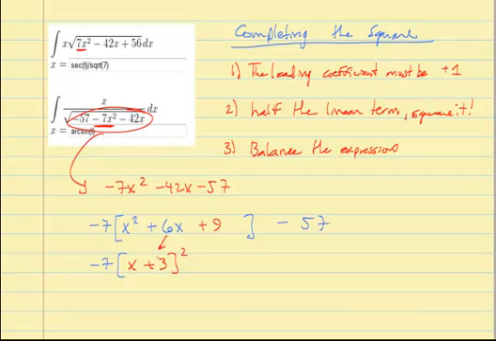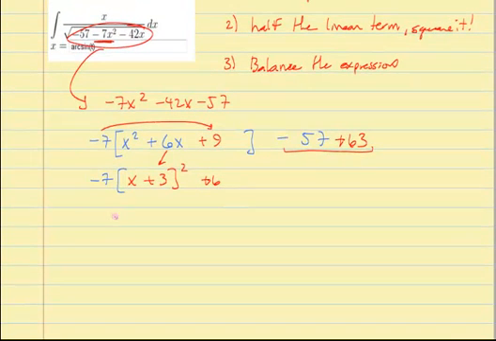Now what ended up happening here though is I didn't really add 9 because I have this negative 7 out front. So I actually subtracted 63. To compensate for subtracting 63, I need to add 63 to keep the balance of this equation. Over here, I have 63 minus 57, which is going to be a positive 6. Now when I rewrite this, I have 6 minus 7, quantity x plus 3, quantity squared. So this is completing the square.